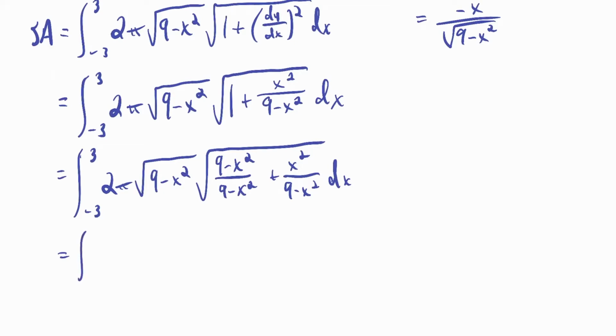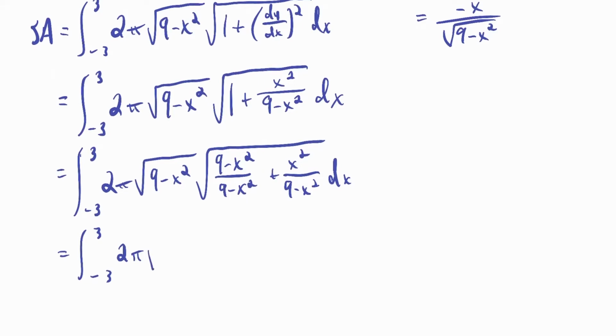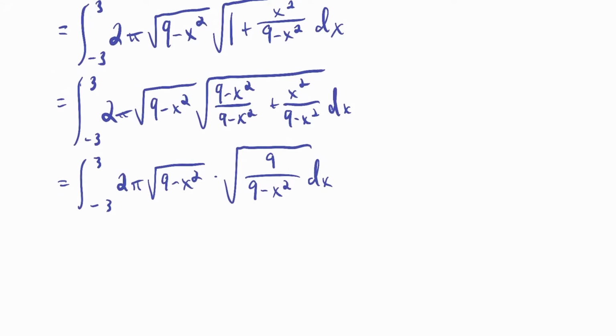So this is the integral from -3 to 3. Still not remembering to move that 2 pi. I guess maybe I'll do it in the next one. 9 minus x squared times the square root of 9 over 9 minus x squared. And some of you are probably seeing what's going to happen soon. So I'm going to use a property. I'll go ahead and move the 2 pi.